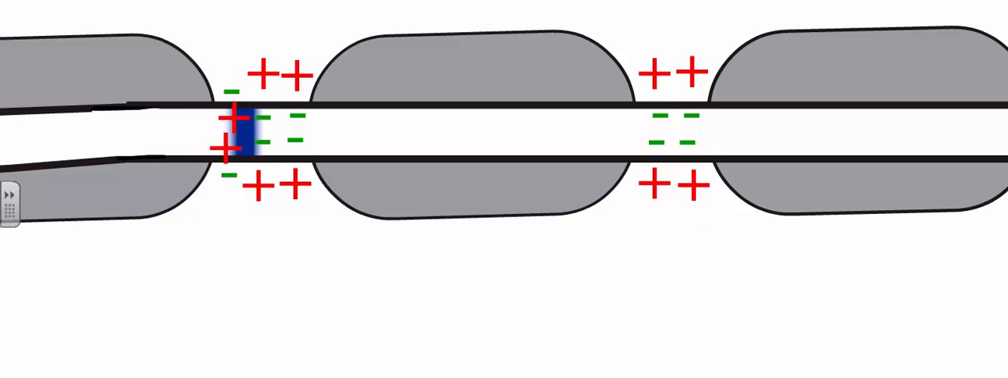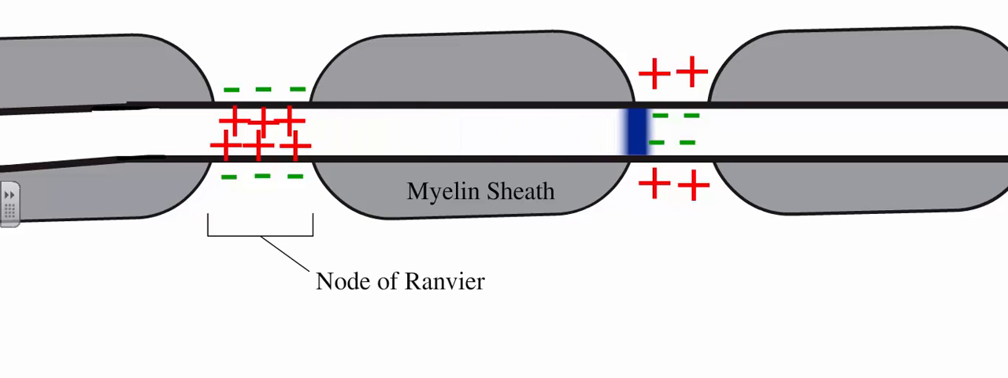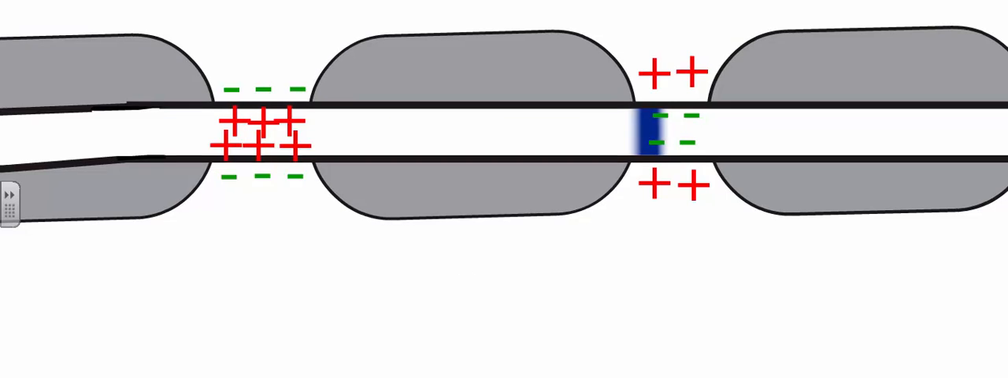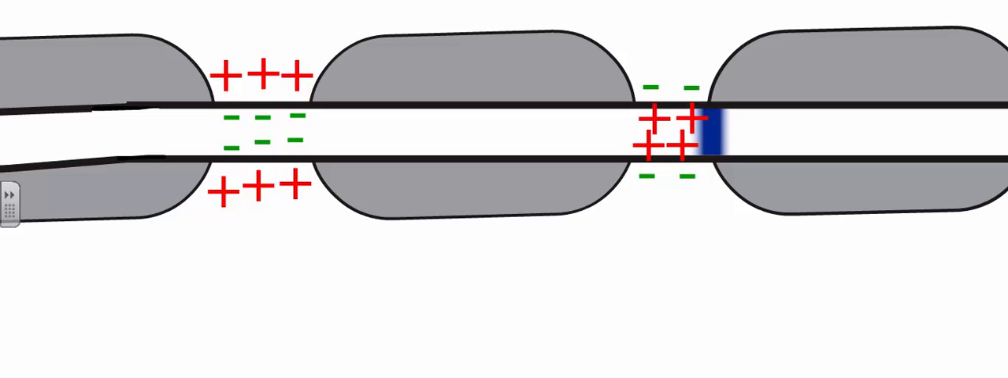This electrical change travels along the neuron, but it only happens in the nodes of Ranvier, the parts of the neuron that are not covered by the myelin sheath. When the impulse reaches a part of the neuron that is covered by a myelin sheath, it jumps to the next node of Ranvier. This makes the signal travel very fast along the length of the neuron. As the impulse moves on, the parts of the neuron behind the impulse return to their resting state.